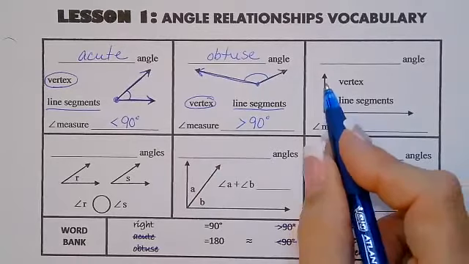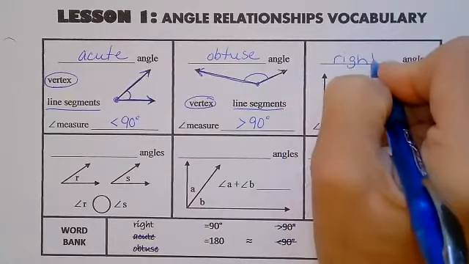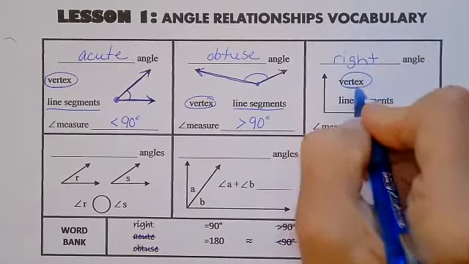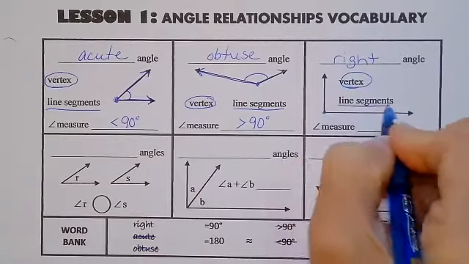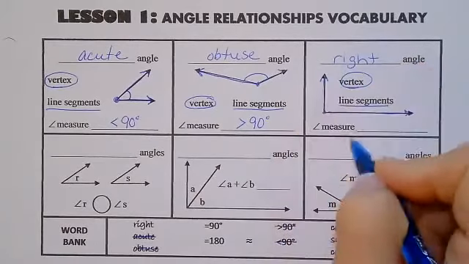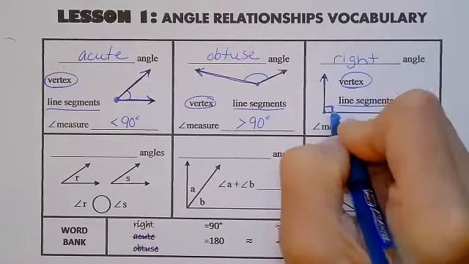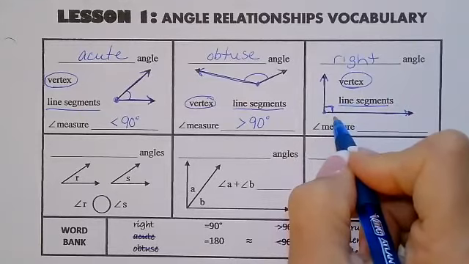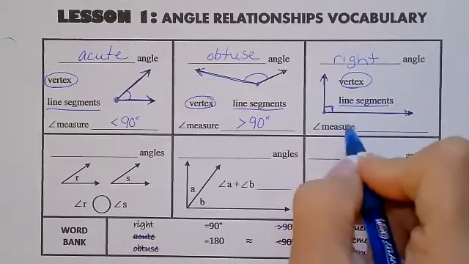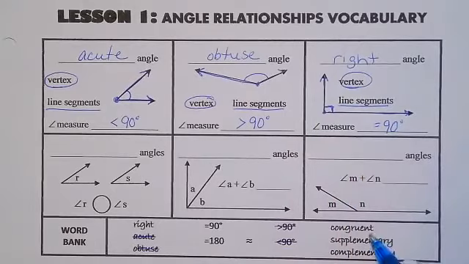And this angle is a right angle. Vertex is here, line segments here and here. And this is how you draw a right angle. Its angle measure is equal to 90 degrees.